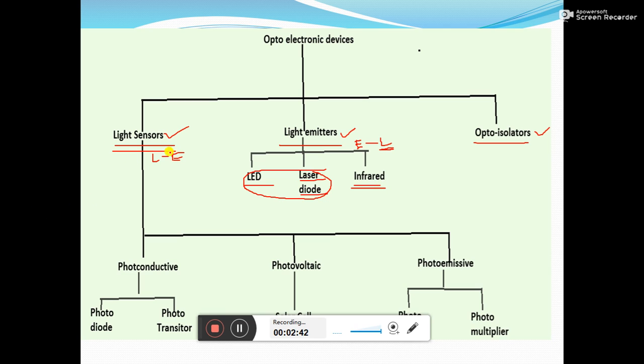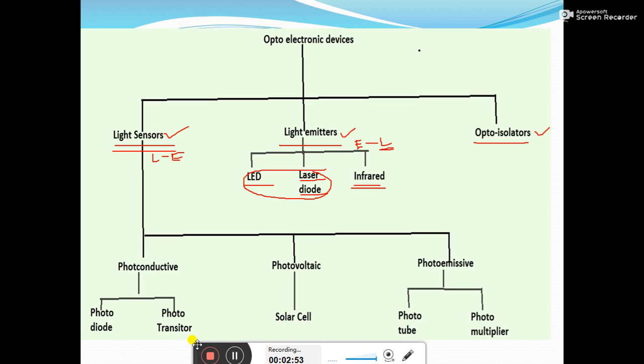The light sensors convert the light energy into electrical energy. These sensors work on one of three principles. The very first one is photoconductivity. The second principle is the photovoltaic effect, and the third working principle is photoemissivity or photoemission. The light sensors which work on the principle of photoconductivity are the photodiode and the phototransistor. Both are two terminal devices only. We will see their construction and working principle very soon.